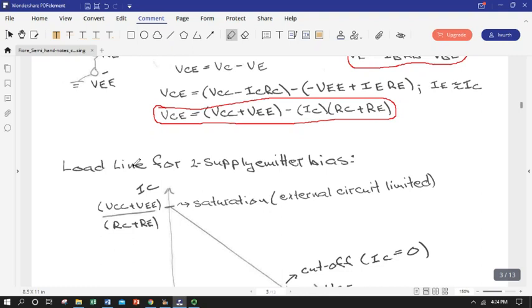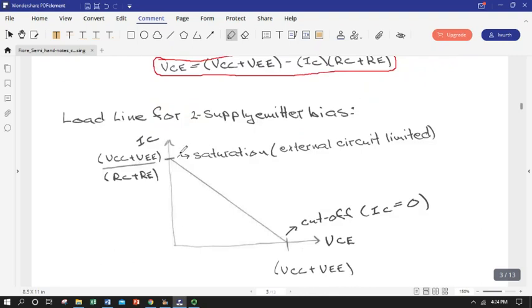And load lines are DC load lines, so that's our maximum current that the circuit can give independent of beta, and the cutoff voltage, the collector emitter voltage that we would need to stop the collector current, again independent of beta.